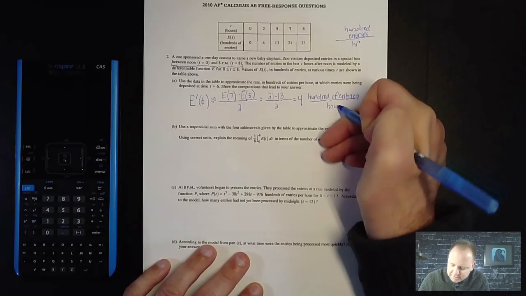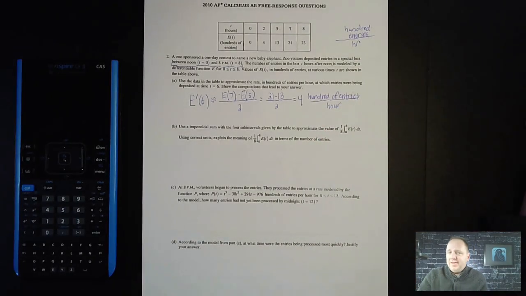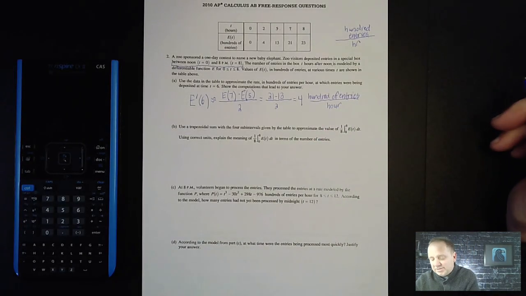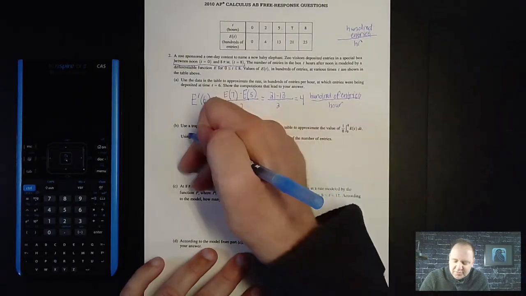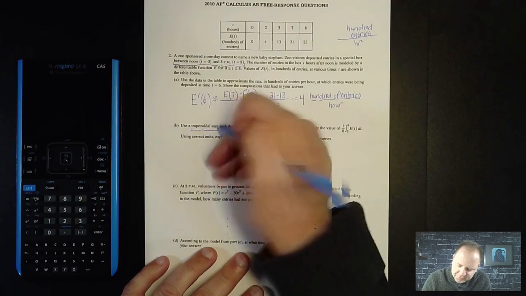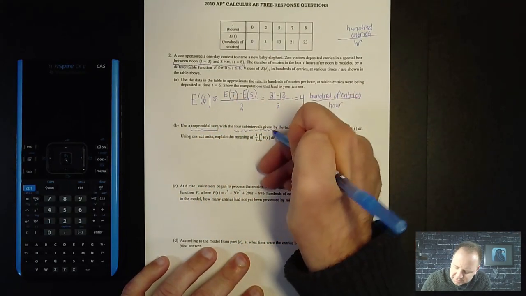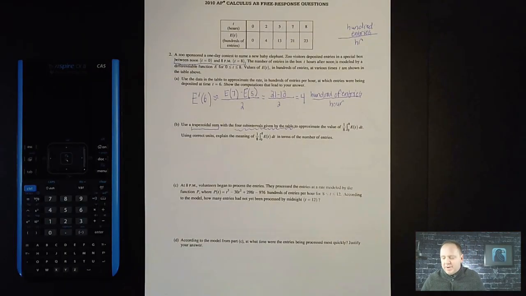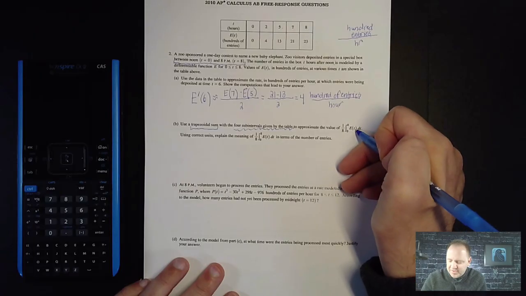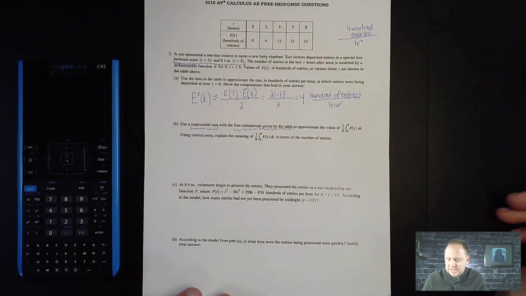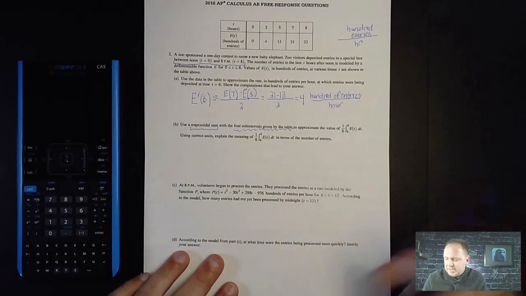Well, that was simple. You'll see they threw a twist on this one. They made it hard to get all the points for this one. Use a trapezoidal sum with the 4 subintervals given by the table. So I've got to go trap by trap to approximate 1 over 8 times the integral from 0 to 8 of E of t. And then using correct units, explain the meaning of that in terms of the number of entries. So do the approximation and then interpret that in the context of the situation with a sentence.